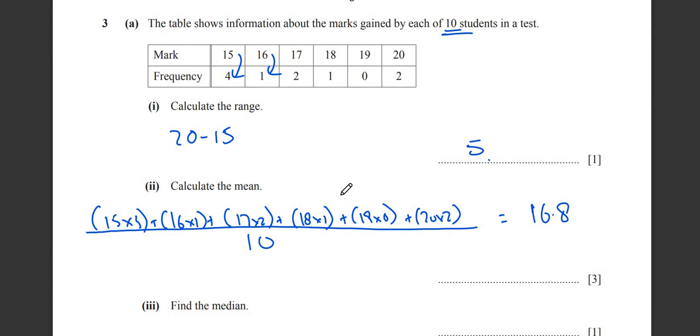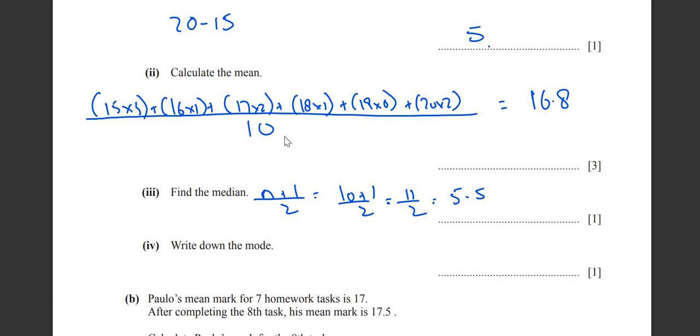Alright. Now next question says find the median. How do we find the median? We do n plus 1 divided by 2, which means 10 plus 1 divided by 2, which is 11 divided by 2, which is 5.5. So we have to calculate the fifth and the sixth number. So the fifth number is 16 and the sixth number is 17. So you will do 16 plus 17 divided by 2, you will get 16.5.